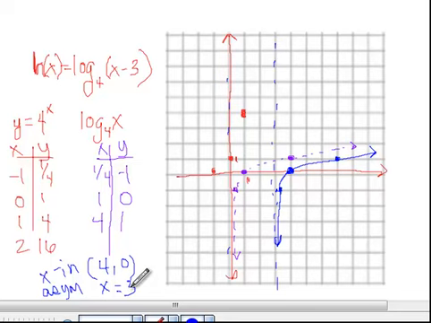Oh, and the domain. Okay, and then the domain happens to be anything to the right of that asymptote, so our domain is going to be from 3 to infinity. Done.